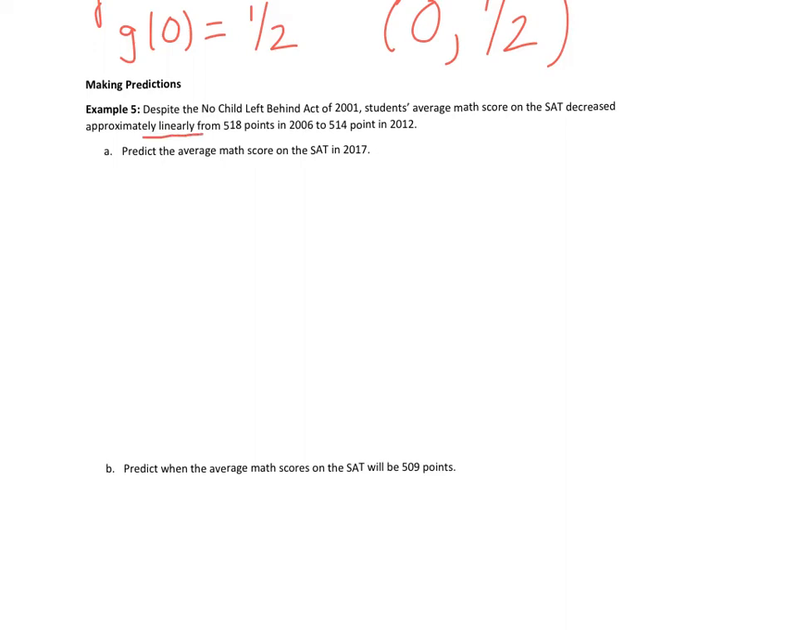Linearly means we can do a linear model, and we're going to use these 2 points to create our linear model. Once we have a linear model, we can make predictions. So our first step, if we wanted to predict something, would be to find a linear model. So we can actually start predicting.